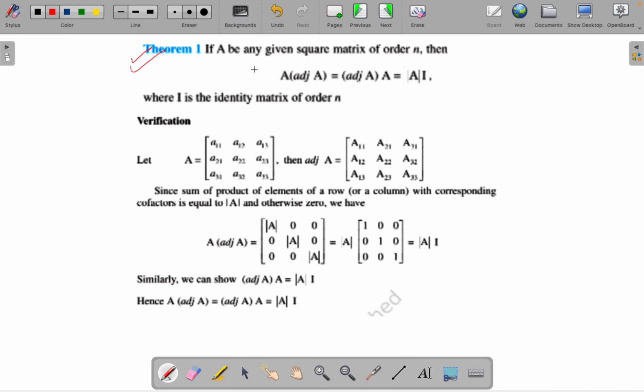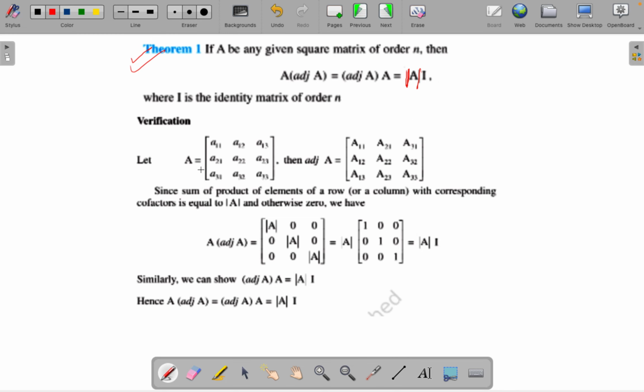Theorem 1 says if A is any square matrix of order n, then A into adjoint of A is equal to adjoint of A into A, which is equal to the determinant of A into I, where I is the identity matrix.